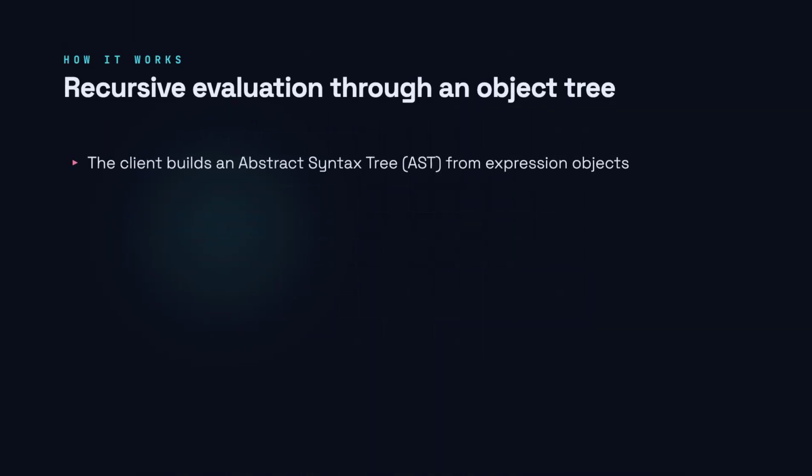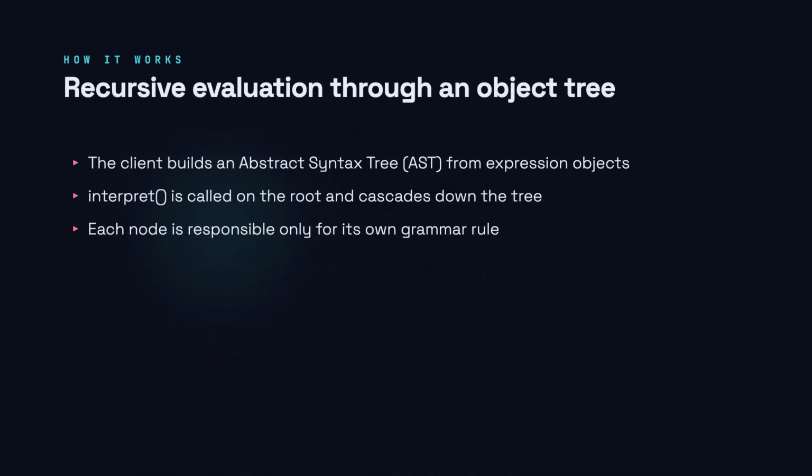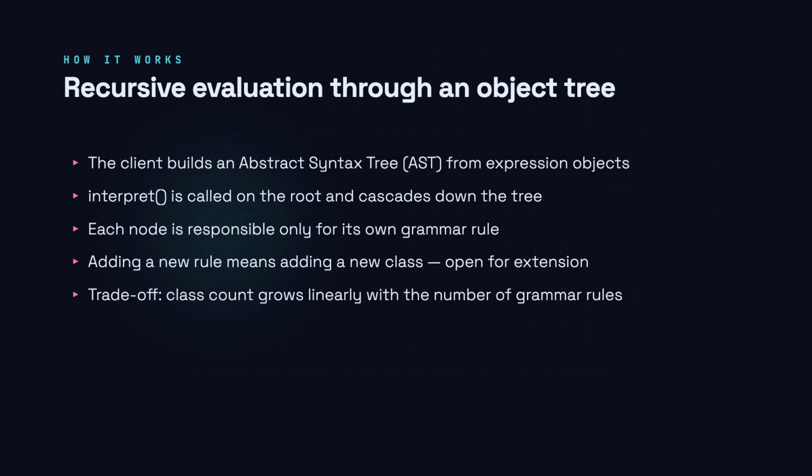When interpret is called on the root node, it delegates to its children, which delegate to their children, all the way down to the terminal leaves. Each class is responsible for exactly one grammar rule and nothing else. This makes the grammar easy to extend. Adding an operator like NOT just means writing one new class. The trade-off is that for large or complex grammars, the number of classes grows rapidly, and the pattern provides no help with parsing the input string into the tree in the first place.